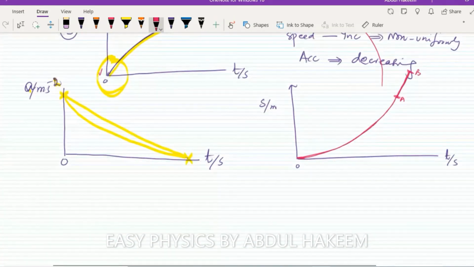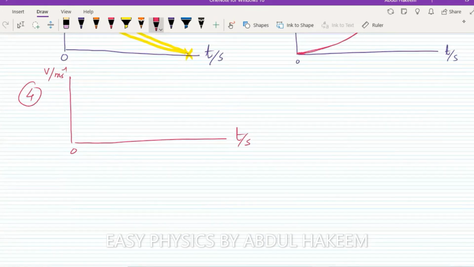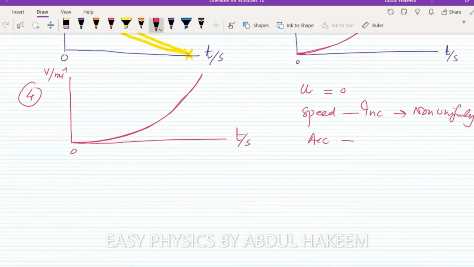Next, number 4. If the motion is represented by this graph, so initially the speed is 0, object starts from rest, its speed increases non-uniformly, and acceleration is gradually increasing because the gradient of the curve is increasing. It is becoming more steeper.